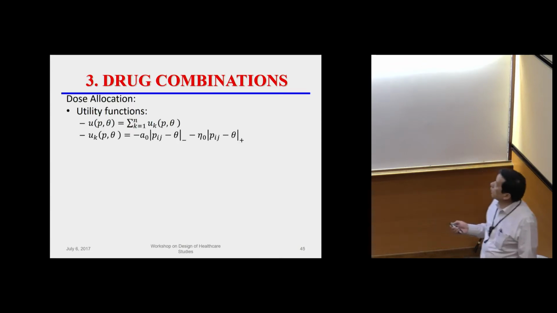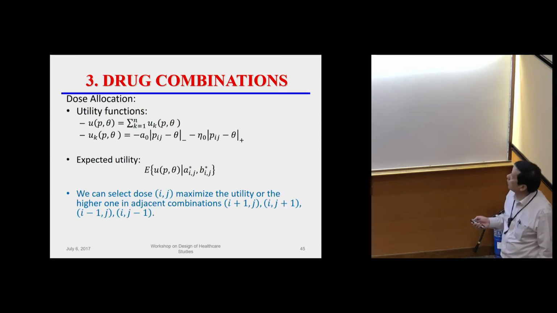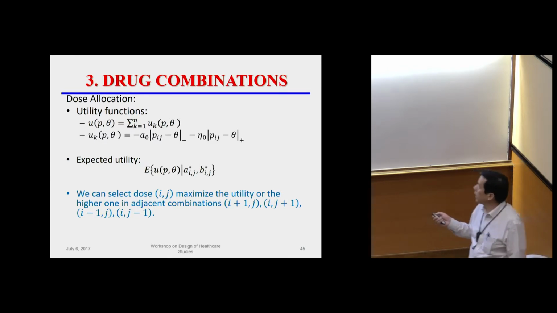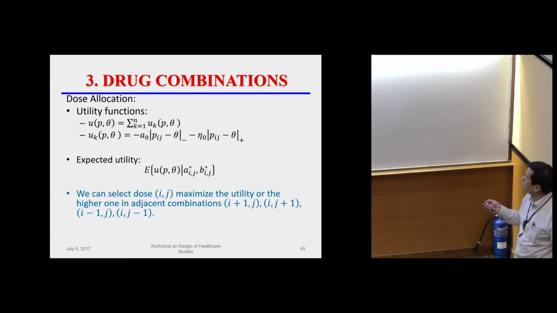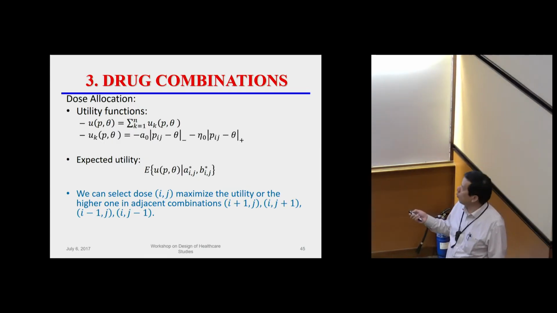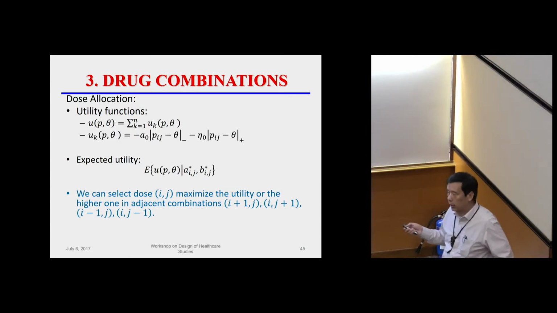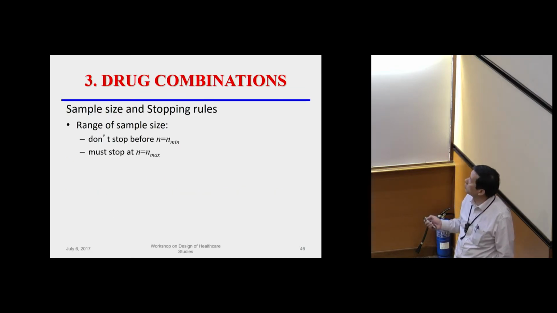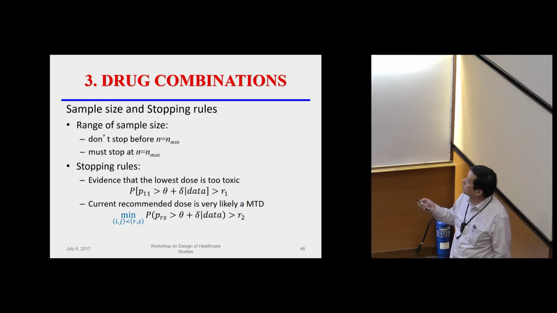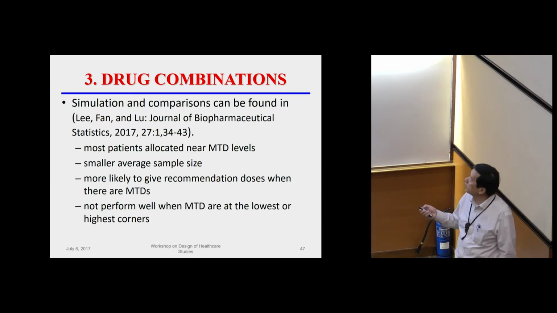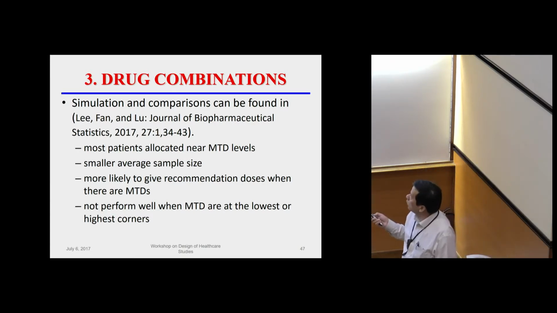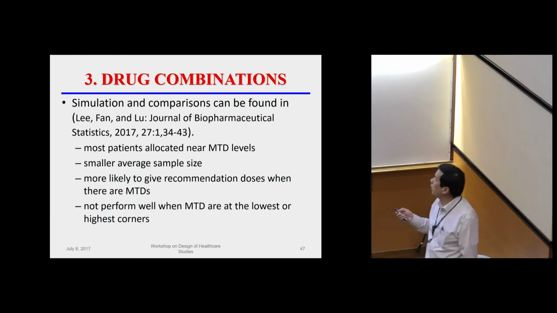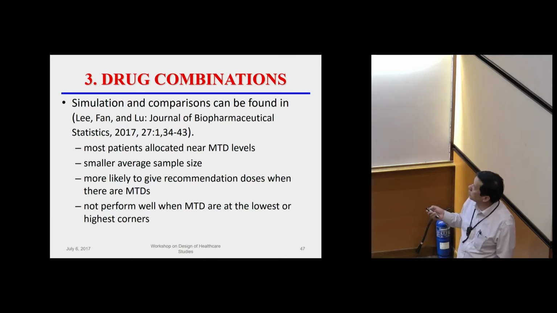And we do the same thing as the starting cohort. We use the same utility function, and then we select ij based on the maximum utility, either the surrounding dose in this case, or you can jump. But most of the time we don't jump, right? So we only do the surrounding dose. And we do the same sample size limitation, and we use the identical idea. So this paper was published in 2017 in the Journal of Biopharmaceutical Statistics.